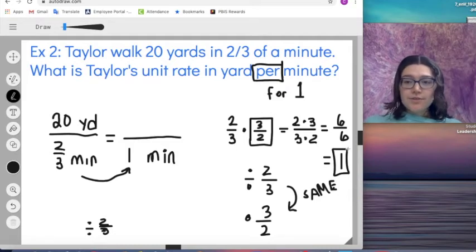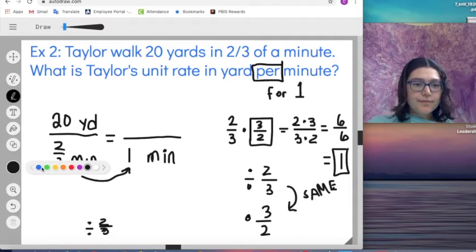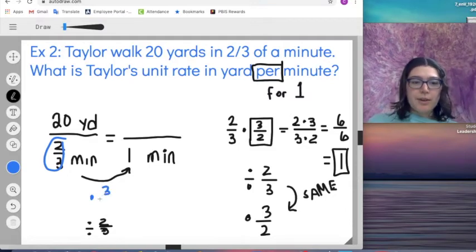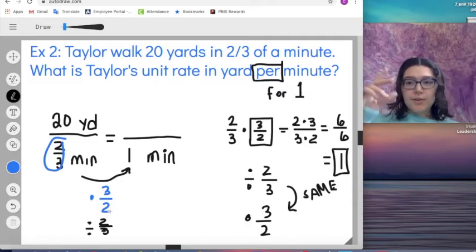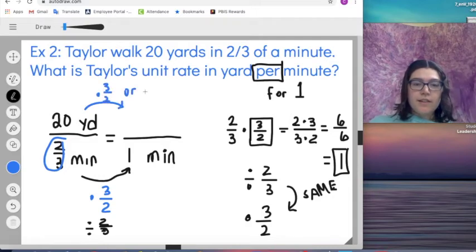So a general rule is if I have a fraction, like 2/3, to get to 1, I can multiply by its reciprocal, or its flip. Reciprocal is the good math word I want you to use. Its flip is 3/2 in this case, where you switch 2 and 3. So that's what I'm going to do up here. I'm going to multiply by 3/2. If you have a calculator, you could also divide by 2/3, and those are the same thing.